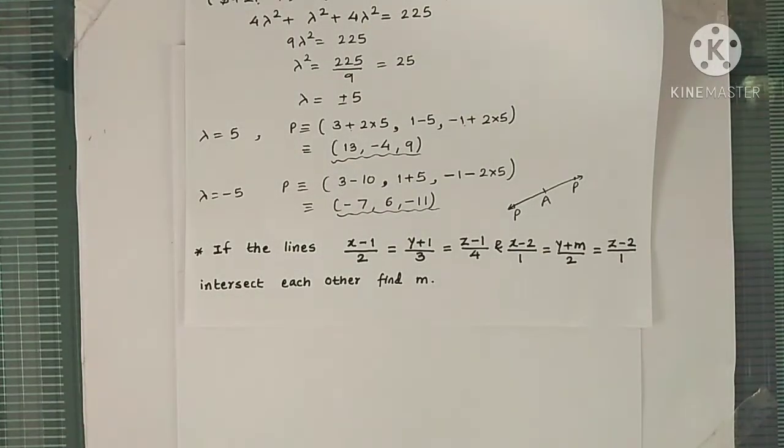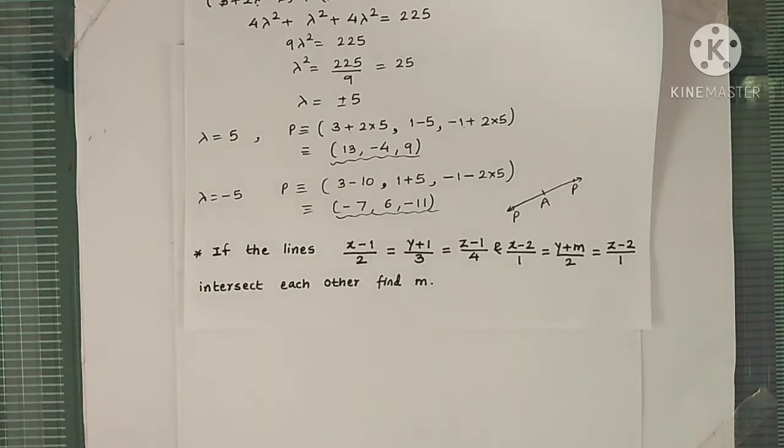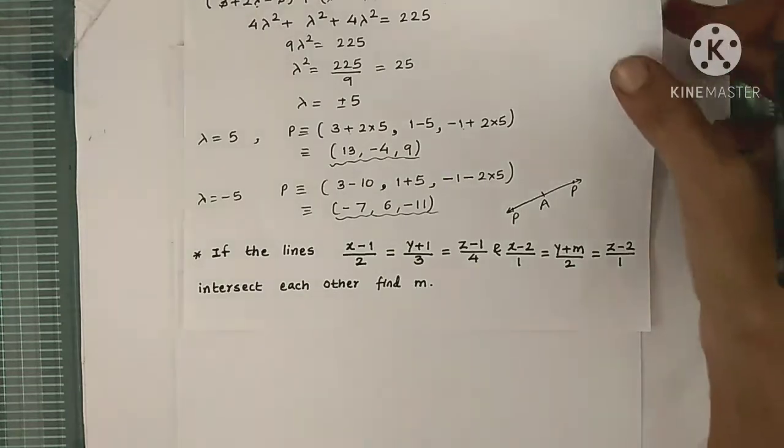Next question is, if the lines (x minus 1)/2 equal to (y plus 1)/3 equal to (z minus 1)/4 and (x minus 2)/1 equal to (y plus m)/2 equal to (z minus 2)/1 intersect each other, find m. So let's solve this question.